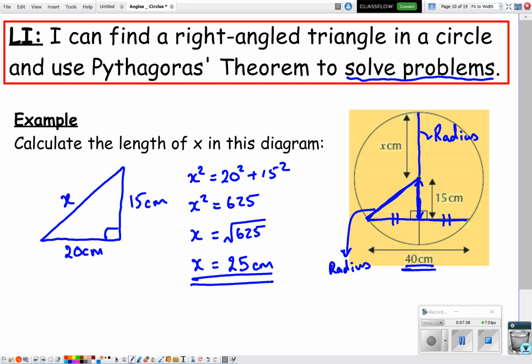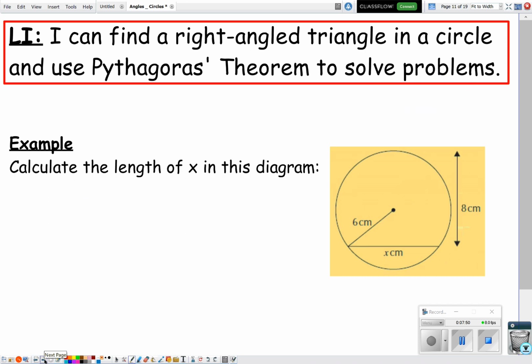Right, so therefore the radius of that circle is 25 centimeters. Okay, let's have a look at another one. Calculate the length of x in this diagram.